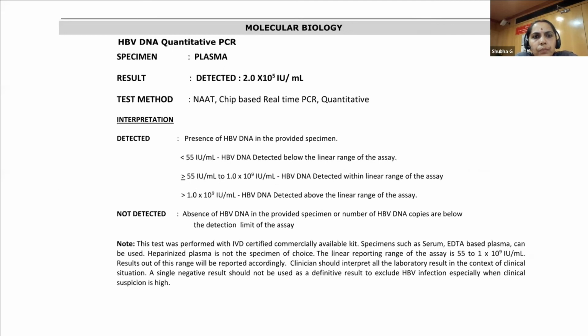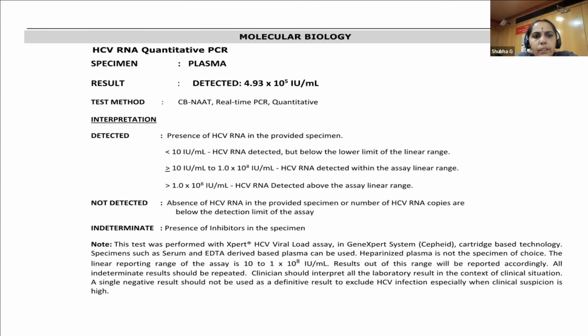So this is an HBV DNA quantitative PCR. It's a closed system. It's a NAT chip-based real-time PCR. And this is a quantitative PCR. And this is an HCV RNA quantitative PCR where we use GeneXpert.